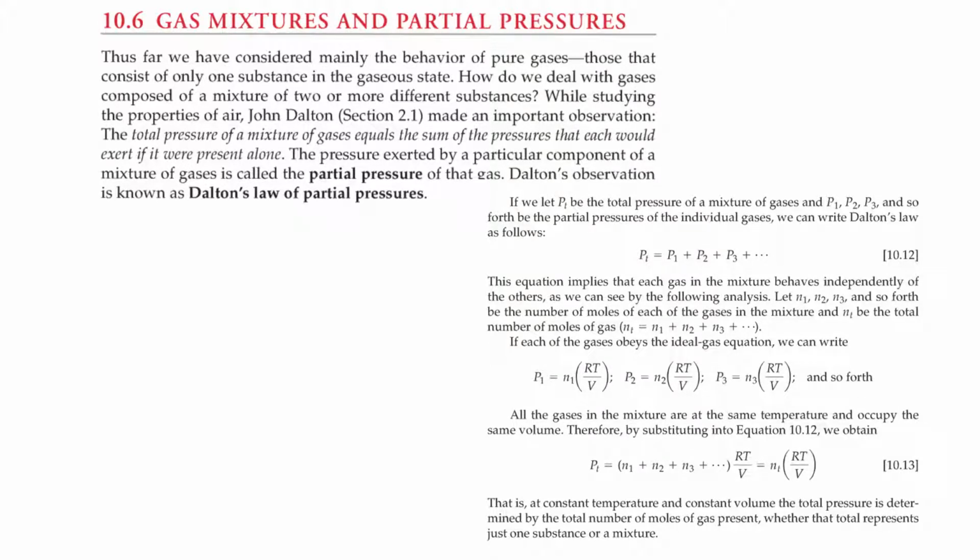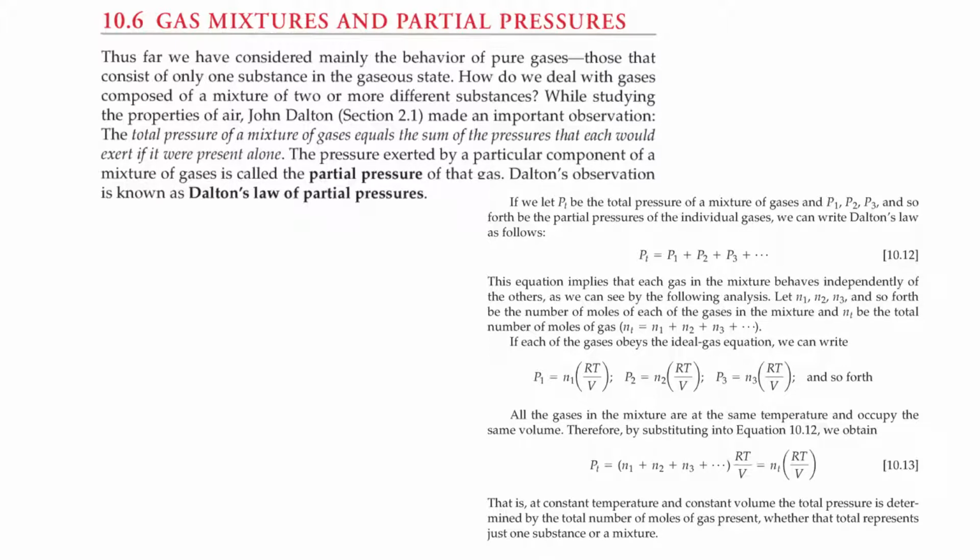Section 10.6: Gas Mixtures and Partial Pressures. Thus far we've considered mainly the behavior of pure gases, those that consist of only one substance in a gaseous state. How do we deal with gases composed of a mixture of two or more substances?